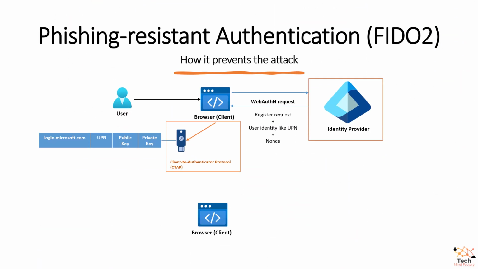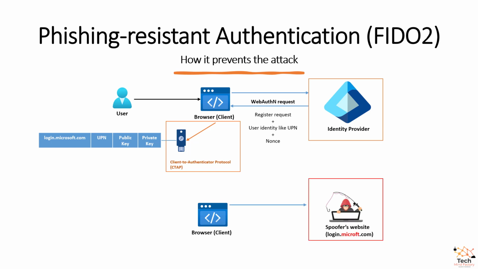So now let's talk about how it prevents the attack. I mean, how FIDO2 can basically prevent the attack and why it's phishing resistant authentication. So I have another diagram here, and there is the user, there is the browser client, again, some application running in Microsoft Edge, let's say. There is the identity provider, so Entra ID. And again, we would like to log in, yes? And again, there is a WebAuthn request sent, a register request, the user identity like the UPN, and the nonce from the identity provider, and we are using the client to authenticator protocol to use our security key, our FIDO2 device. And obviously on the left side, we have this user registered for login.microsoft.com.